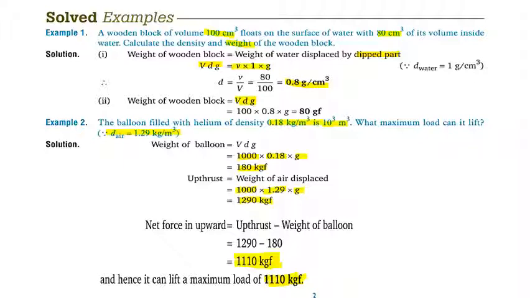So that is the concept here, that's why we fill a light gas there. We always insist on filling a gas which is of very low density. As you can see, the density of helium is 0.18 kg per meter cube, whereas the density of air is 1.29 kg per meter cube. So that is the logic behind filling a gas of less density in the balloons.